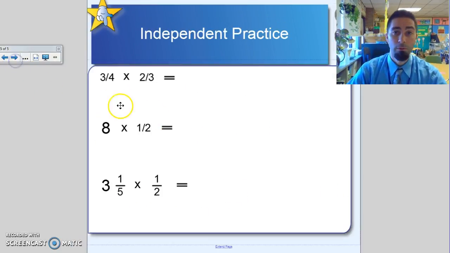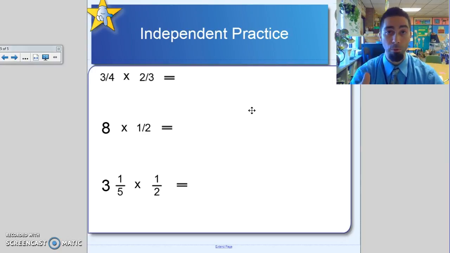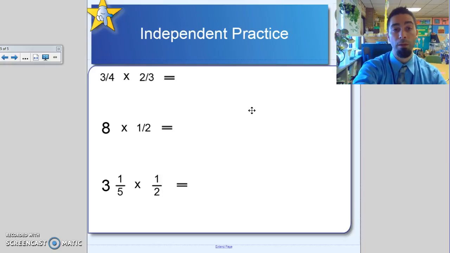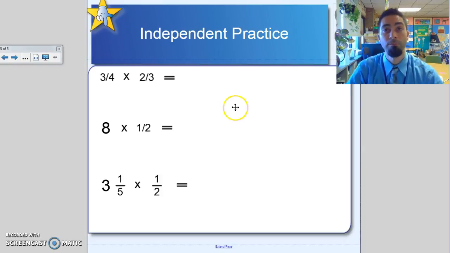Now, you're going to do these three problems independently. You're going to do them on either a separate sheet of paper or in your notebook, it doesn't matter, but we are going to be going over these and checking our work to make sure that we understand how to multiply by a fraction, how to multiply a whole by a fraction, and how to multiply a mixed number by a fraction. Happy multiplying!